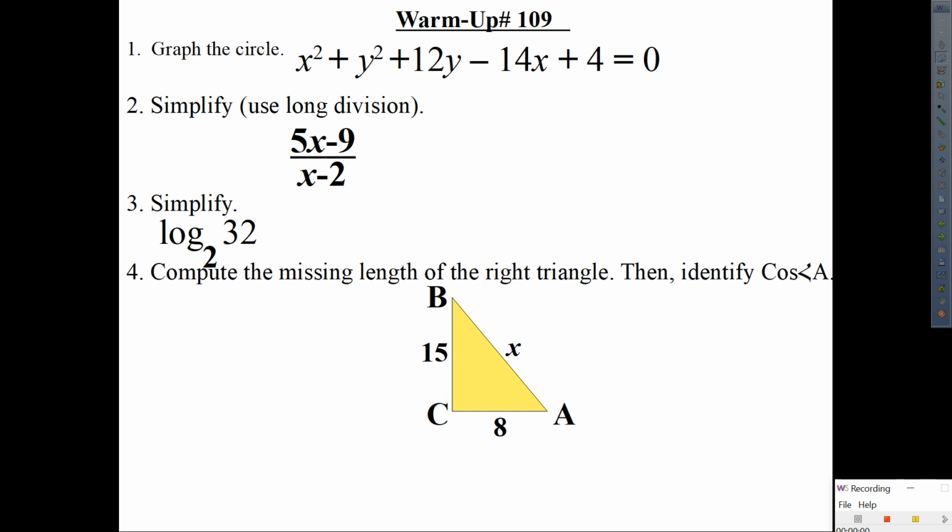Number 3 says simplify the log. They give us log base 2 and the given number 32. And number 4, it says compute the missing length of the triangle, then identify cosine of angle A.